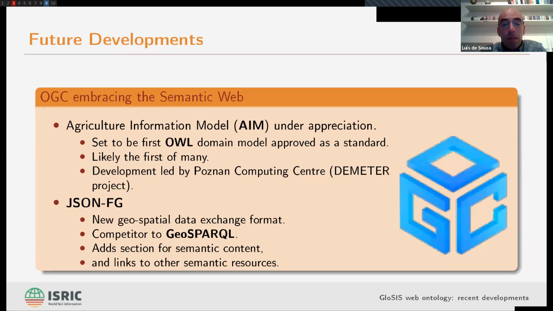This format is, to an extent, a competitor to GeoSPARQL, the original standard to exchange geospatial data on the semantic web. But JSON-FG adds a section for semantic content, and again, in the spirit of linked data, using semantic web technologies. So we have here two different ways in which the OGC is indeed embracing the semantic web, and again, showing that GloSIS is probably a bit ahead of its time in this space, but making it all the more interesting, I must say.